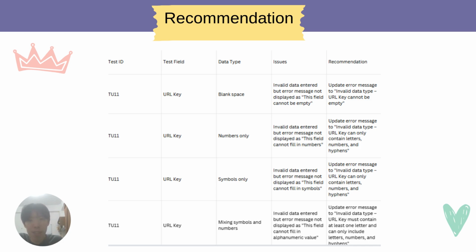My recommendation for the data type blank space is to update the error message to: invalid data type, URL key cannot be empty. For numbers only, update the error message to: invalid data type, URL key can only contain letters, numbers, and hyphens. Symbols only is the same update: invalid data type, URL key can only contain letters, numbers, and hyphens. And for the missing symbols and numbers, update the error message to: invalid data type, the URL key must contain at least one letter and can only include letters, numbers, and hyphens.